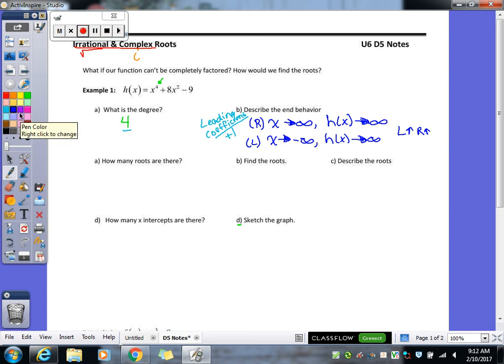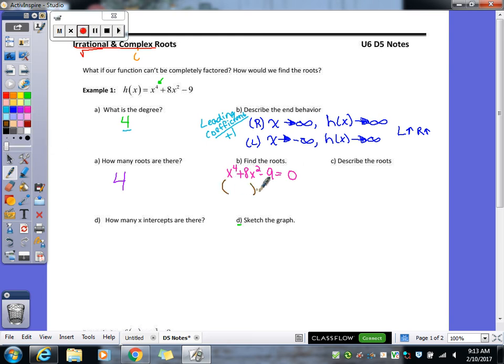So they want us to determine how many roots there are. Well, degree is 4, so there are 4 roots. Not all of them are necessarily real numbers. We could get some complex numbers in there. So next they want us to find the roots. All right, so I'm going to start by trying to factor. So I have x to the 4th plus 8x squared minus 9.